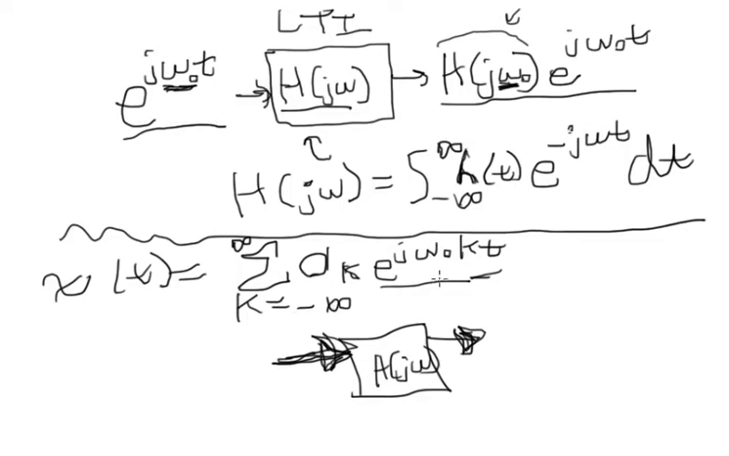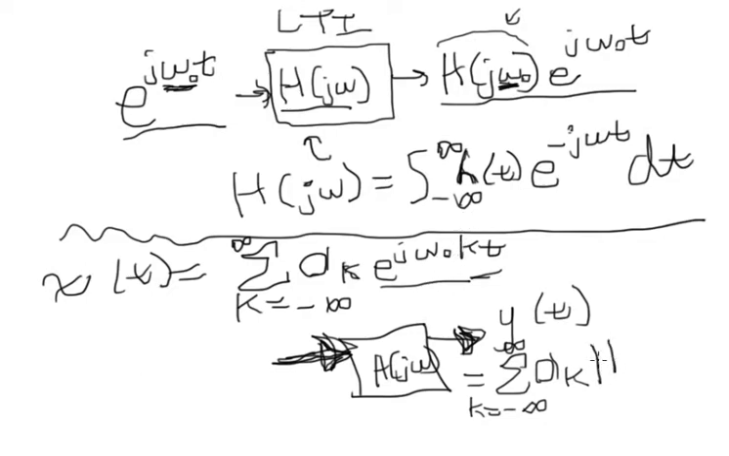So if this is what goes in, well, I have a sum of things going in, so I'll have a sum of things coming out, all with appropriate weights. And the thing that comes out is just going to be this sum, k going from minus infinity to infinity, of this a_k. But now each of these is going to get multiplied by this frequency response. Let me actually write it up here so I've got more space.